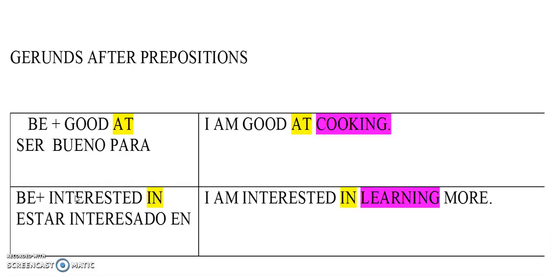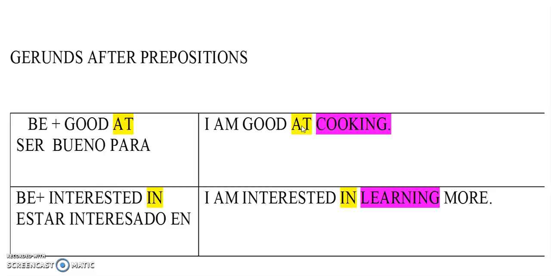And some other examples. After the preposition in, for example, you have be plus interested in, which means estar interesado en. I am interested in learning more. You can also say more examples. For example, here, I am interested in traveling. I am interested in speaking English. I am interested in working out. I am interested in playing cards. I am interested in studying English, okay? So after the preposition in, you are going to use a gerund, which means estoy interesado en aprender. Yo soy buena para cocinar, okay?